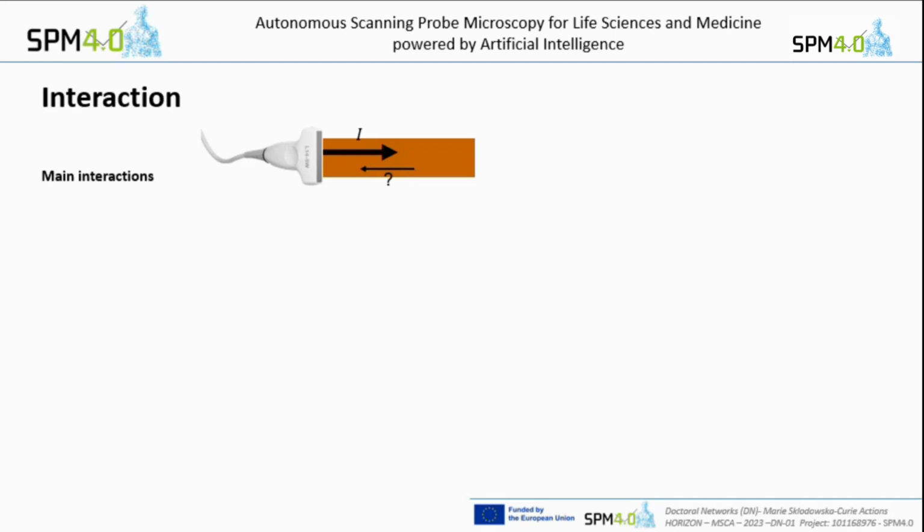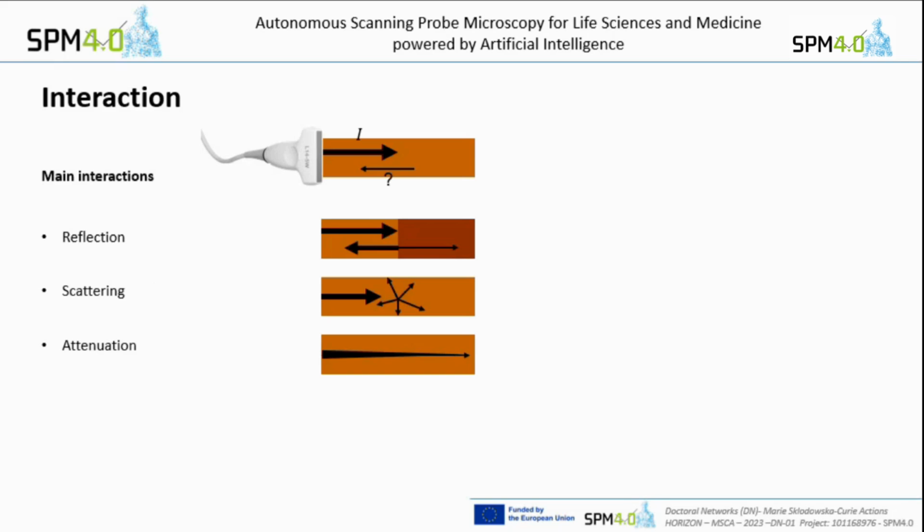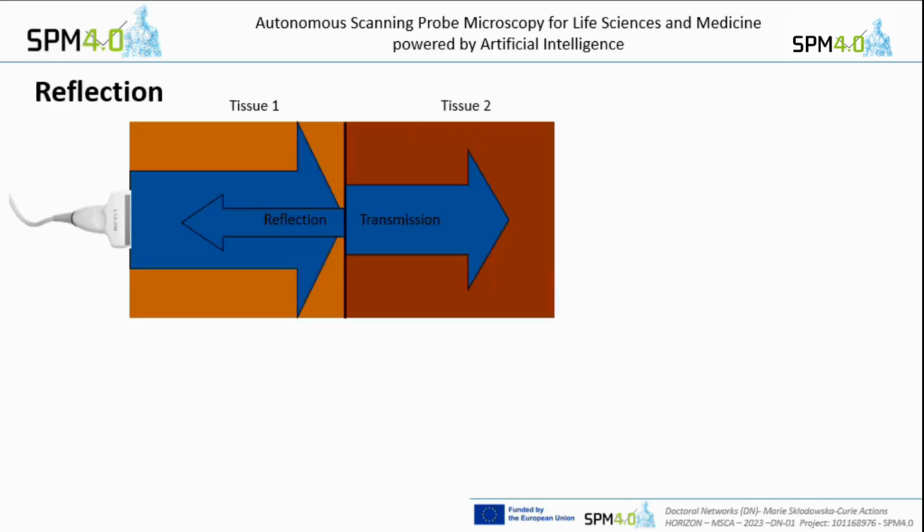Then we can send our ultrasound wave, and we have several interactions within the tissue. The most important one is reflection. We also have scattering, attenuation, and other minor ones that are not so important. First is reflection. Reflection appears at a tissue boundary, where the wave transmits from one tissue to another. This means we have partial reflection and partial transmission, and we assume that the entire energy is preserved, so we don't have any loss. What's not reflected will be transmitted.